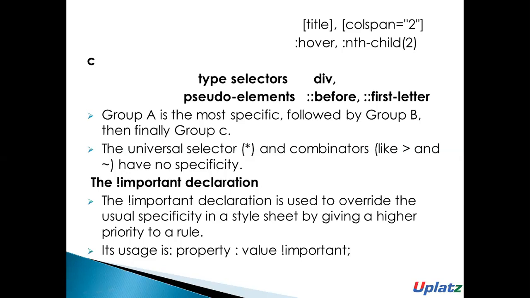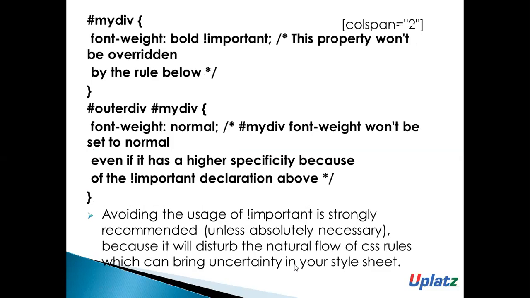The important declaration is used to override the usual specificity in the style sheets by giving a higher priority to the particular rule. Its usage is that it always follows a property value. If you need to mention important while giving a CSS property, you need to use the value, then an exclamation symbol, then important. This is how you need to do it.